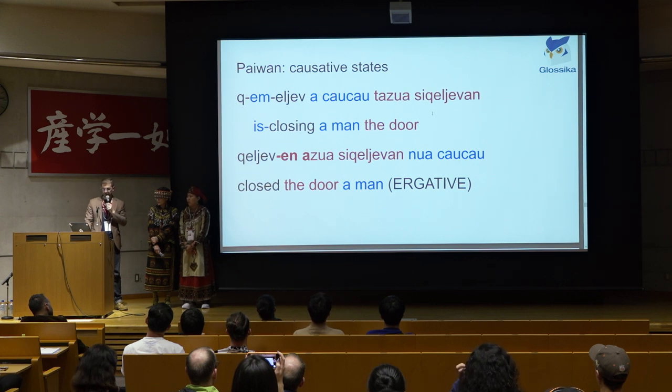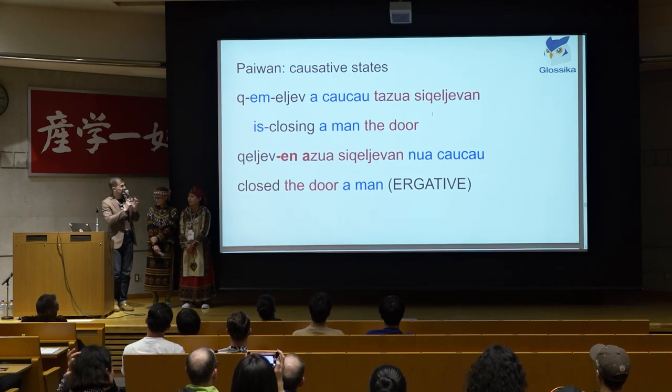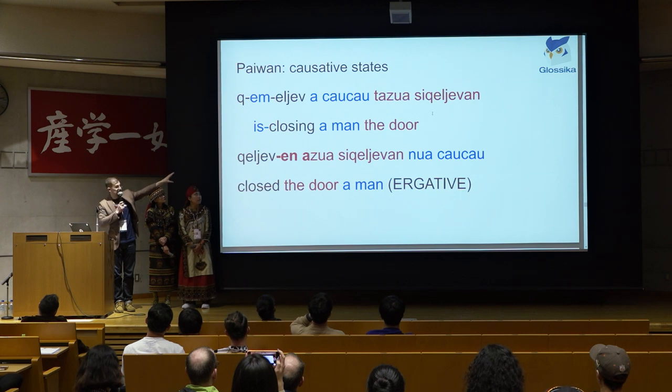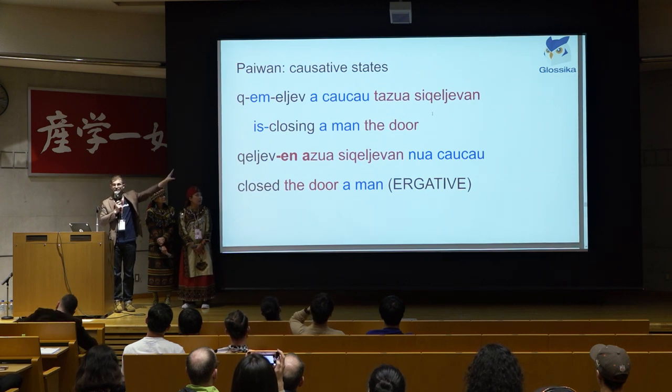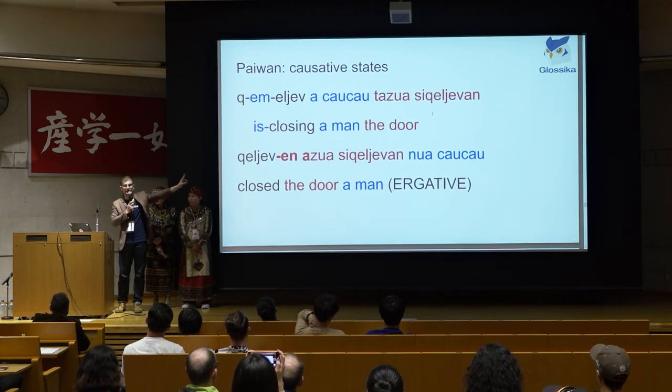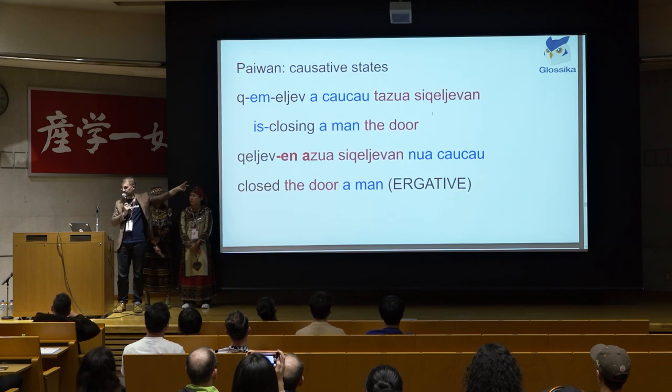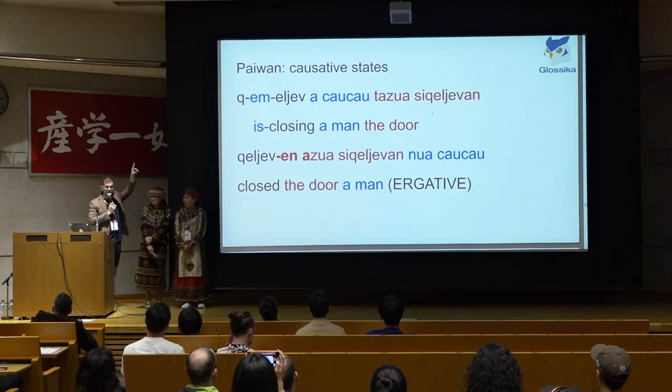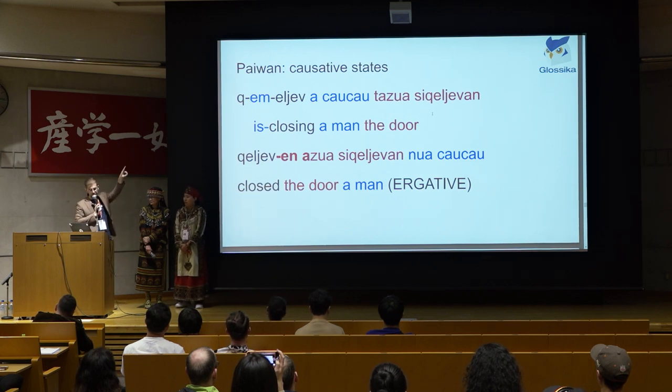Okay, so we're gonna talk about the causative states. In this sentence, we're gonna say something is being closed, it is closing. We always start with the verb in most cases, and then a man, the door. So as you can see, the man is marked as the ergative agent using a, because a now agrees with the verb.